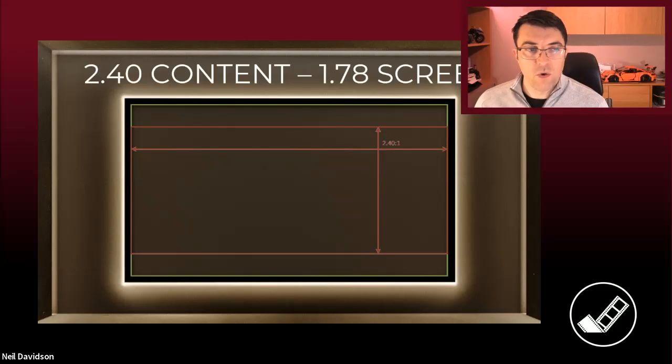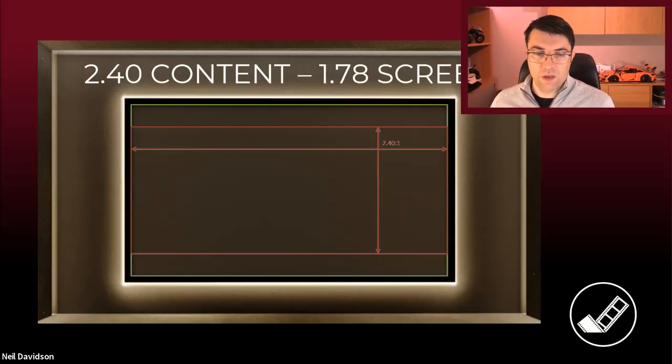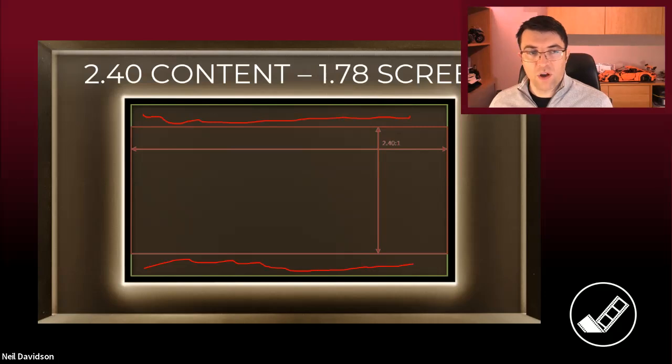Here's a piece of 2.4 content on that same 1.78 screen. Again, what you can see is this area here above the content and this area here below the content, that wouldn't have anything projected into it. That would be a black bar.